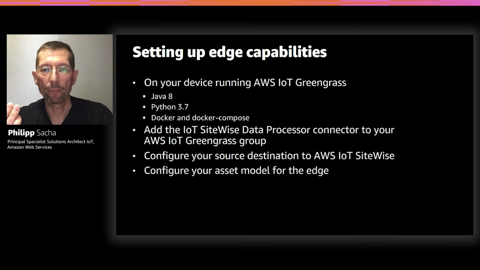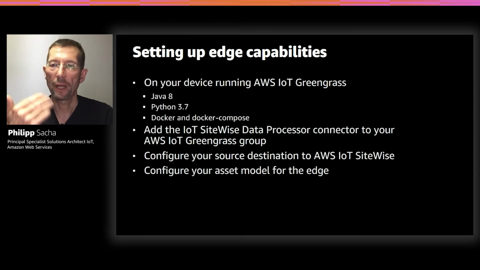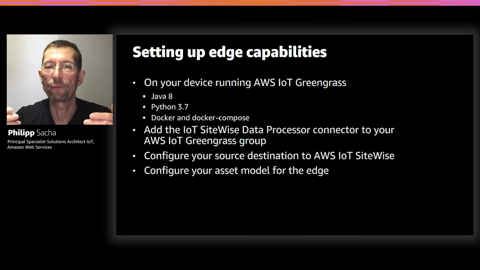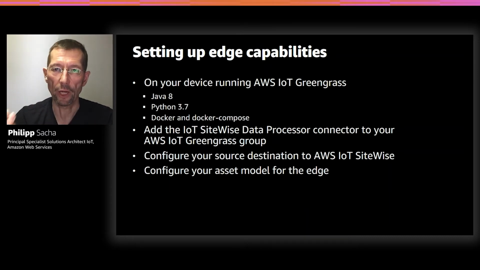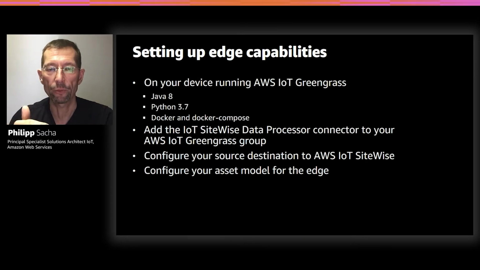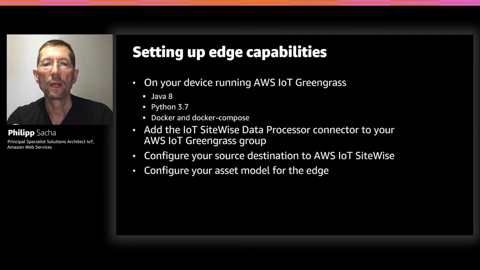So if you want to set up edge capabilities, as I mentioned already, you need to have a box where you run AWS IoT Greengrass. Then you need to install also Java 8 on this box, Python 3.7, and you need to have Docker and Docker Compose on this box.